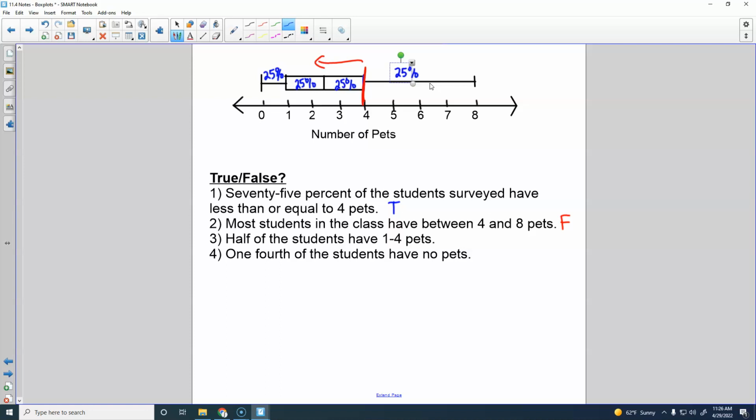Ayla, half of the students have 1 to 4 pets. That's true. Okay. Here we have from 1. You're right. I should have asked her that. From 1 to 4. That encloses 50% of our data, right? And then let's see, Wade. What about number 4? 1/4 of the students have no pets.